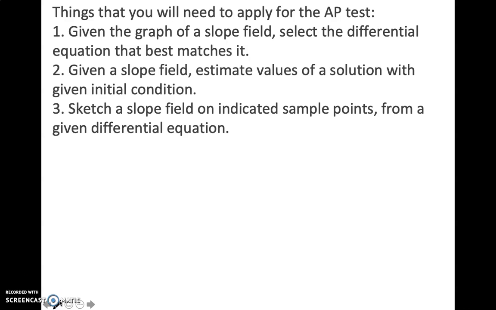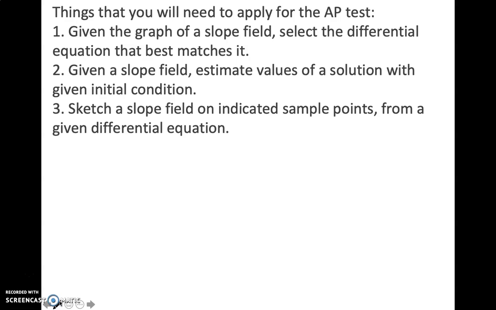These are the three things that you would probably need to be able to do for the AP test. We're going to do a couple examples on each of these sections. The first is, given the graph of a slope field, find the differential equation that matches it. Given the slope field, estimate the values of a solution. So I'm going to give you an initial condition, and you're going to estimate what the slopes look like for that initial condition. You'll see when you look at that.